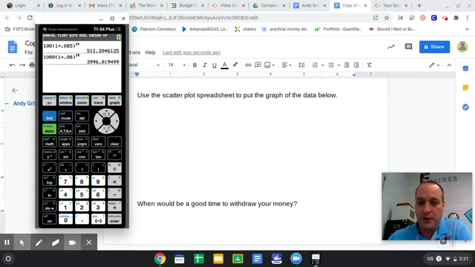And then when do you think would be a good time to withdraw your money? And that is the end of this worksheet. So that's all there is to this. Fill this out, and then that's all there is to this one.